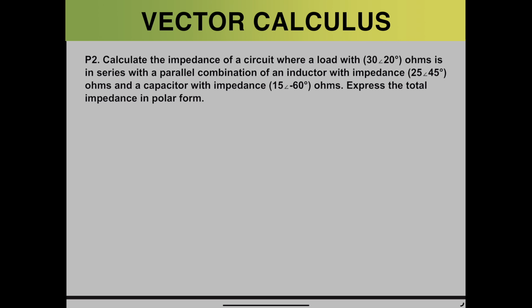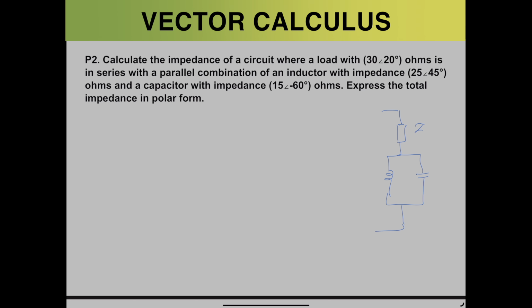So let's dive into the second question. The second question is saying calculate the impedance of a circuit where a load with 30 ohms at 20 degrees is in series with a parallel combination of an inductor with an impedance of blah blah blah and a capacitor with this impedance. Express the total impedance in polar form. So let's make an equivalent circuit diagram. Since there is a load that is in series with a parallel combination of an inductor and a capacitor, we're dealing with something like this.